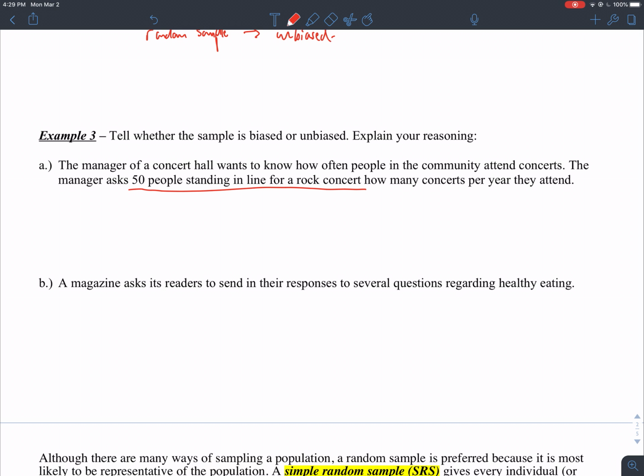So I think if you identify the sampling technique first, then you can easily see if it's biased or unbiased. So there's 50 people in the line. That's easy to get to. Okay? They're not going anywhere. They're not going to go out of the line because I'm bothering them, asking them questions. So they're kind of trapped there having to listen to me. So this is definitely what we would call a convenience sample.